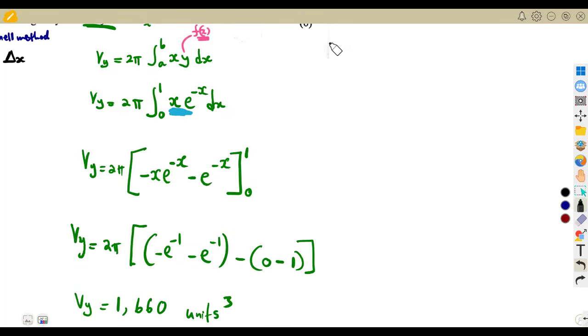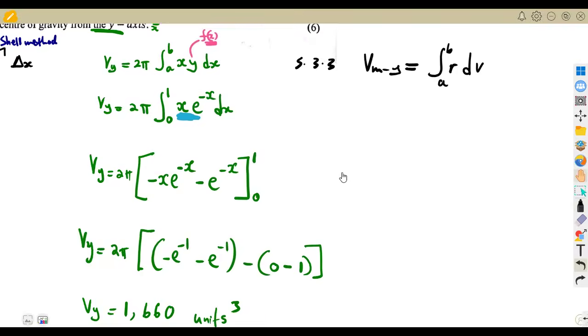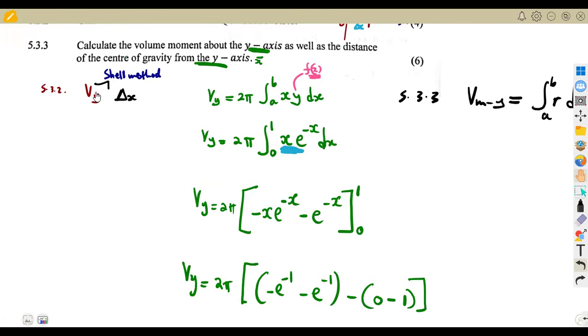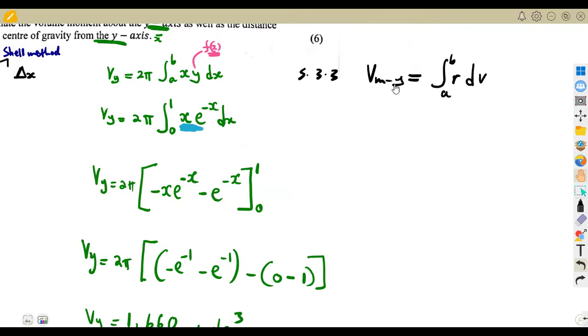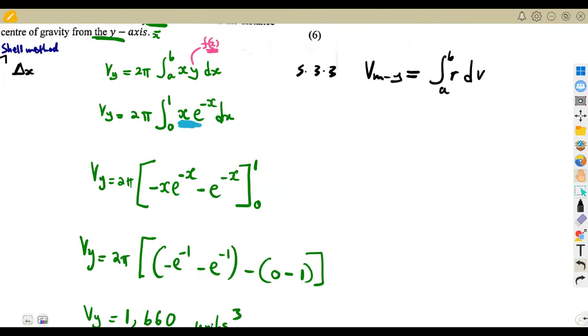So from that part, that's 5.33. All right. So from that part, it states that the volume moment about the y-axis is equal to the integral of r dV with our limits a to b. So this is what we had, the volume here that we calculated. Then the question is, we are worried about the y-axis. So this is volume about the y-axis. So this is what it means.